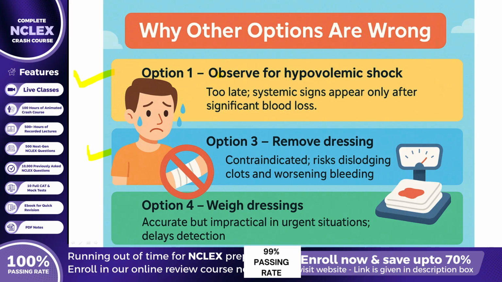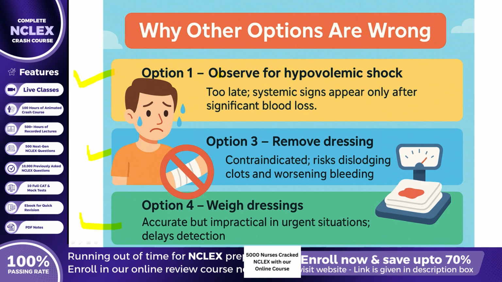Finally, examining option 4, weigh all gauze dressings before and after changing. While weighing dressings may be a precise method in research or intensive care settings, it is impractical for bedside thyroidectomy care. What truly matters in this context is the early recognition of concealed bleeding, not the exact milliliters of blood lost.